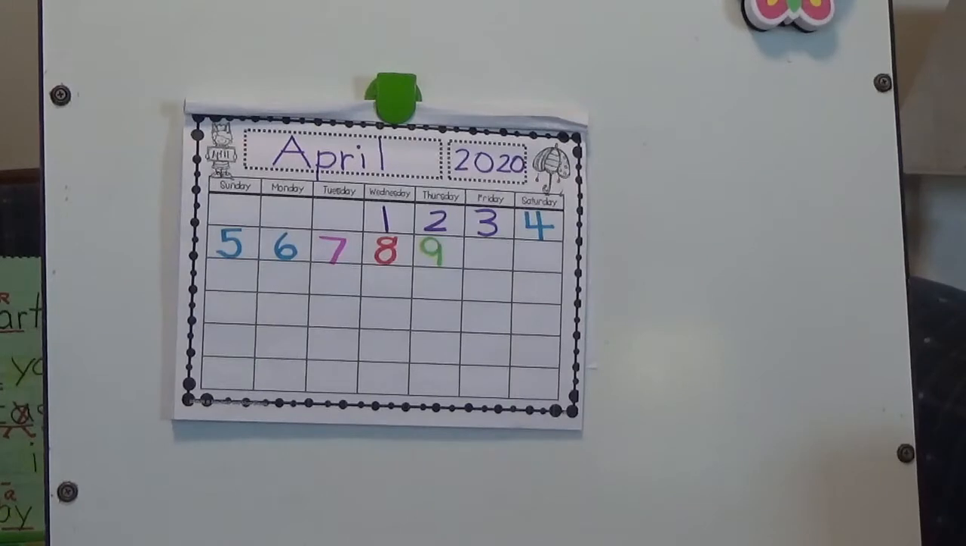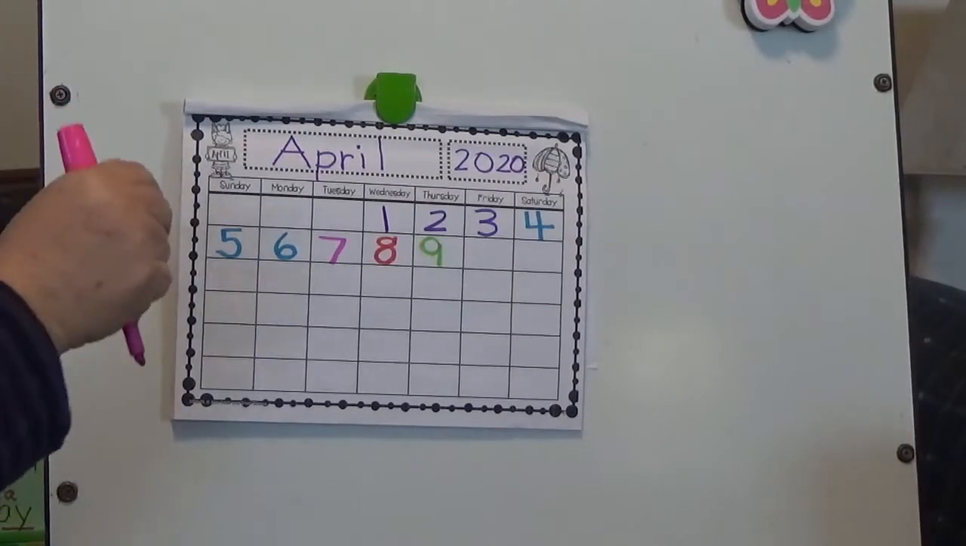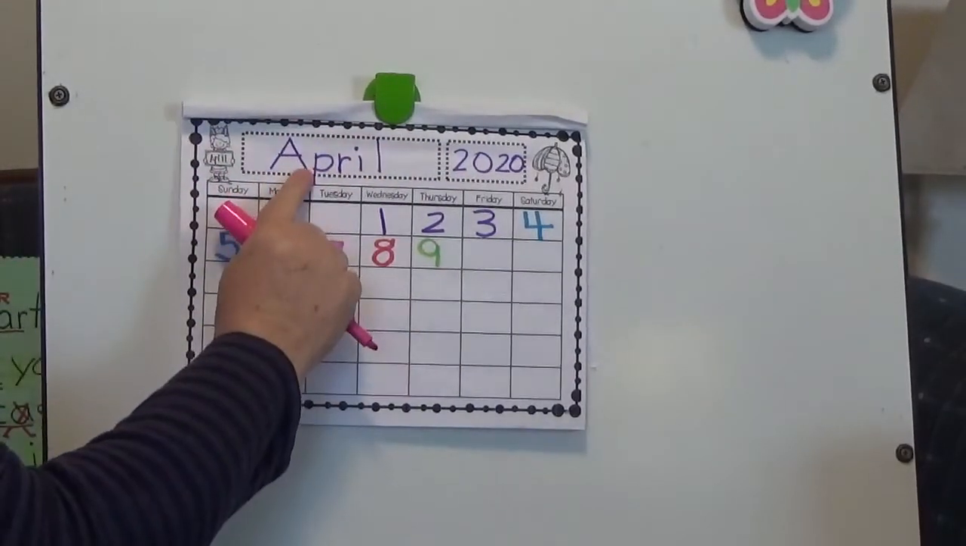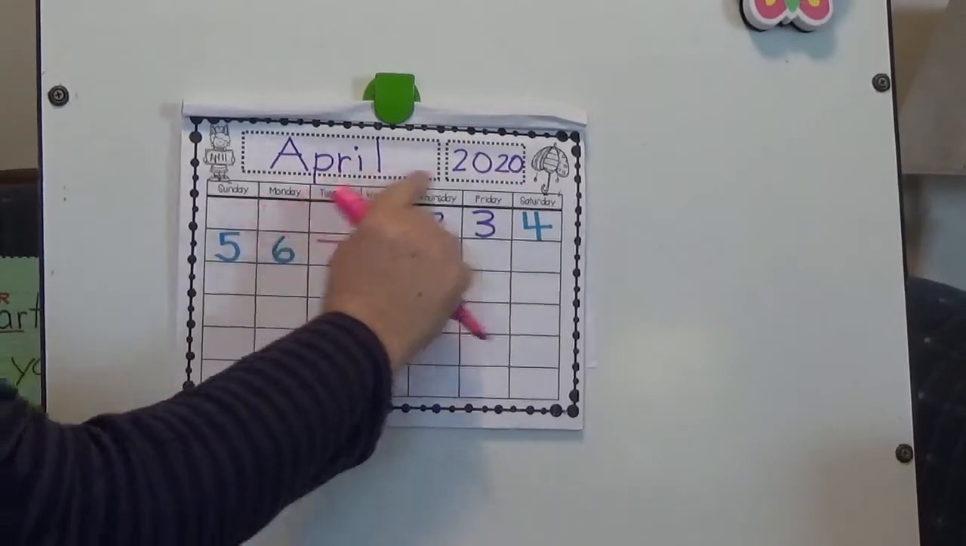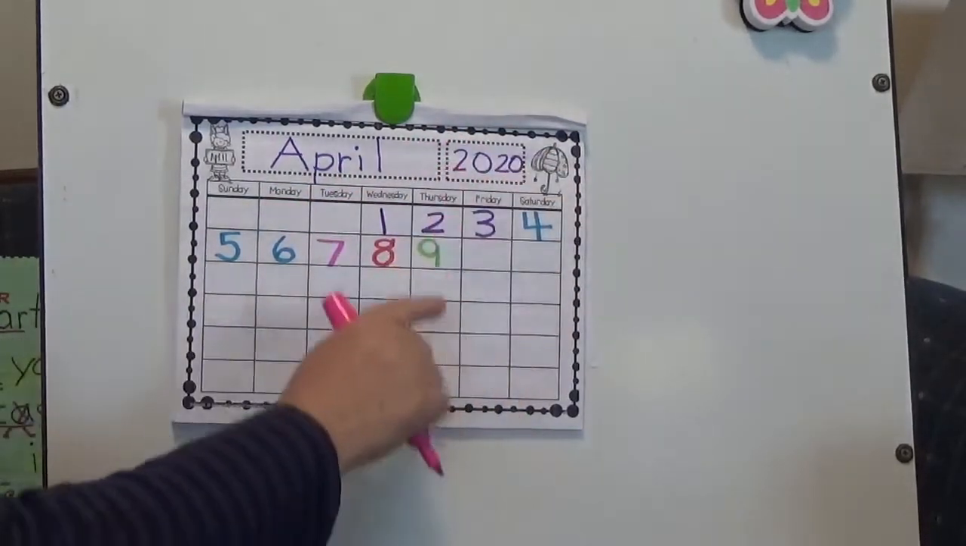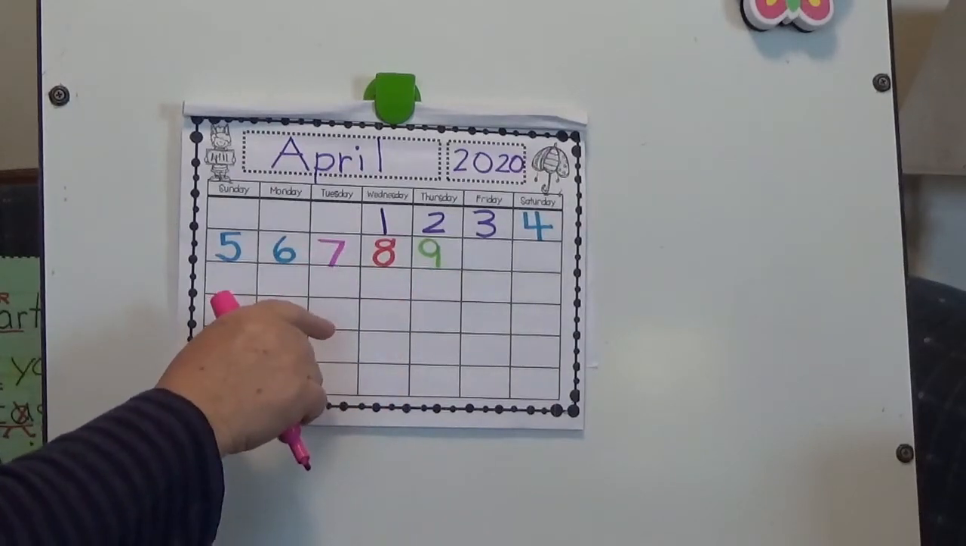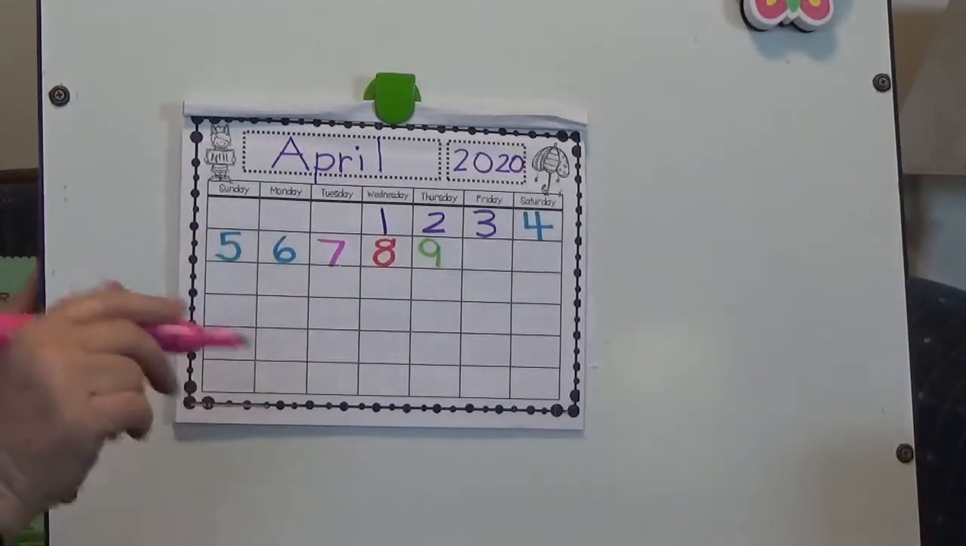This is what I have here. Tristan, tell me what our month and year is. Thank you. He says April 2020. Now the last time we did our calendar it was the 9th. Today is not the 10th. We have to get through all the days that we missed.